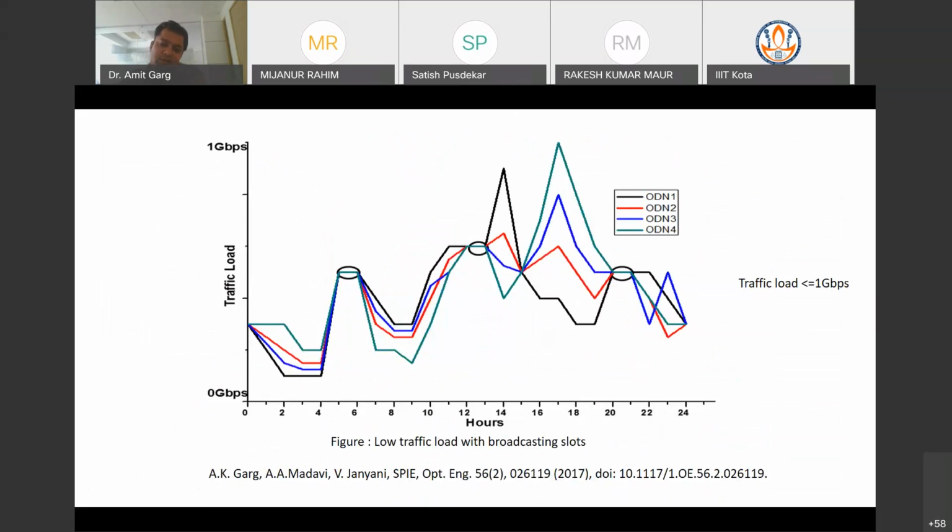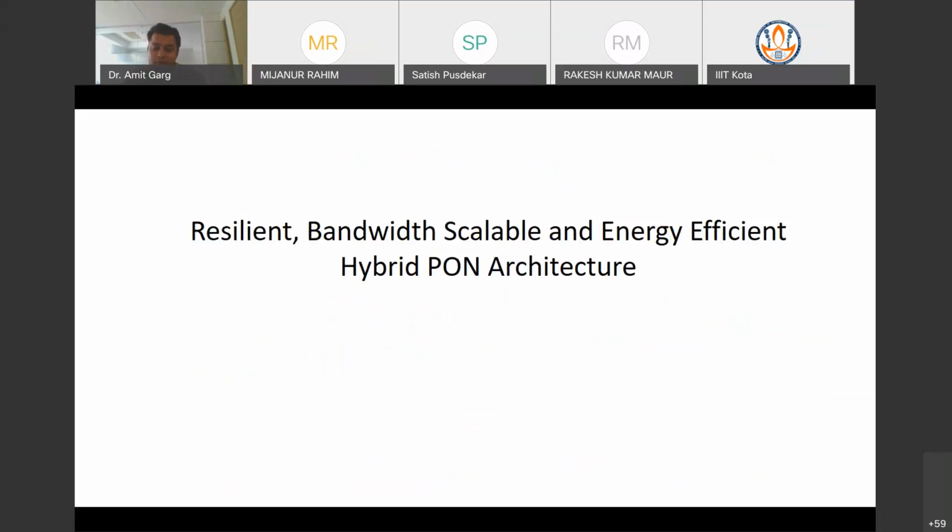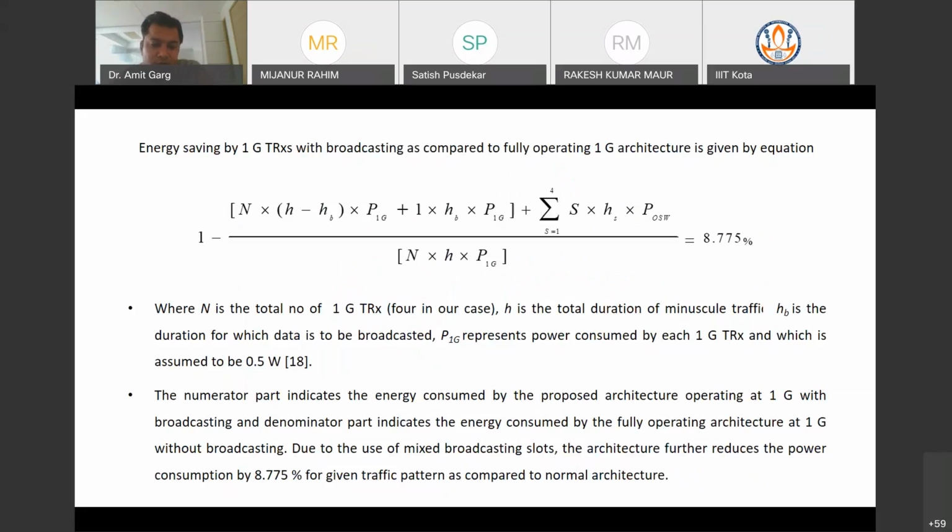And if we have some broadcasting slots in the network, suppose we are transmitting some separate signal for separate optical distribution network, but we have some instances for which we need to transmit the common data, then by using the broadcasting capability of the network, we can increase this power efficiency, and that is again higher. So additional 8.77% energy can be saved.